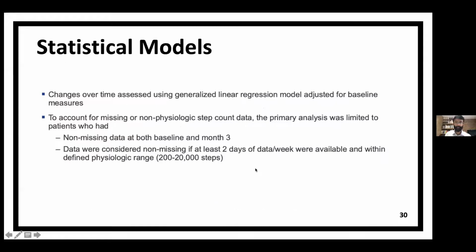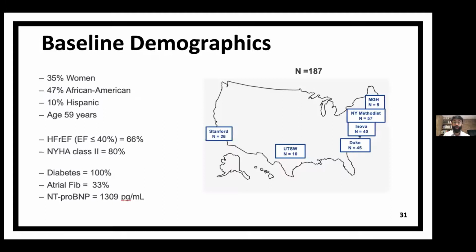even if it was stopped, do people just give up essentially? In terms of our statistical models, we assessed changes over time using generalized linear regression models adjusted for baseline measures. To account for missing or non-physiologic data, the primary analysis was limited to patients who had non-missing data at baseline and 3 months. Data was considered non-missing if at least 2 days of data were available and if it was within a physiologic range. So if people had between 200 and 20,000 steps. Now, some people very well could have had more than 20,000 steps a day, but if you have heart failure and diabetes, very unlikely.